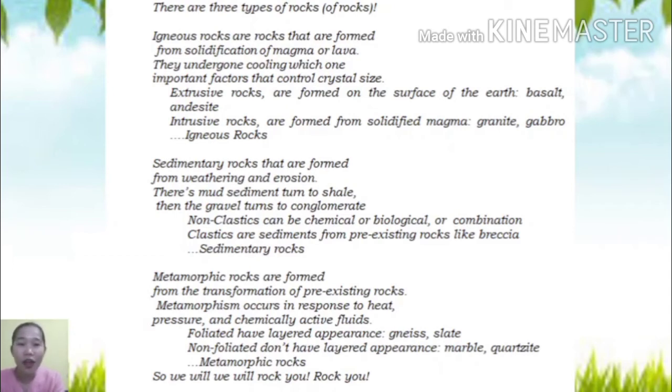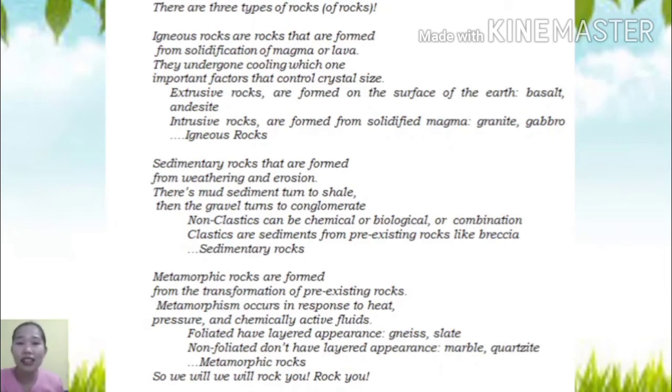There are 3 types of rocks. Igneous rocks are rocks that are formed from solidification of magma or lava. They undergo cooling, which is an important factor that controls crystal size. Extrusive rocks are formed on the surface of the earth, basalt on the side. Intrusive rocks are formed from the solidified magma, granite, gabbro.